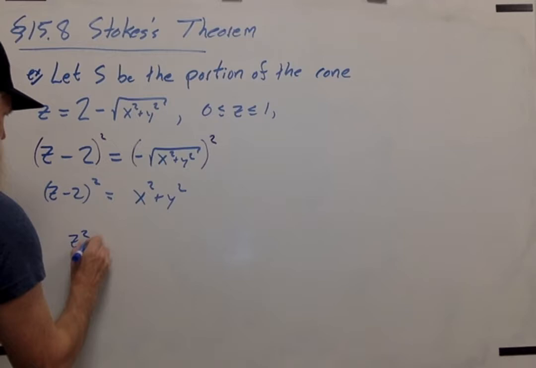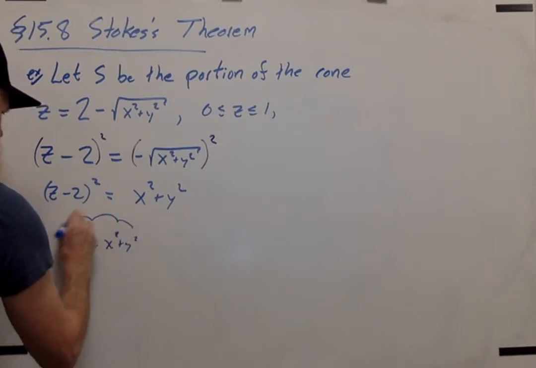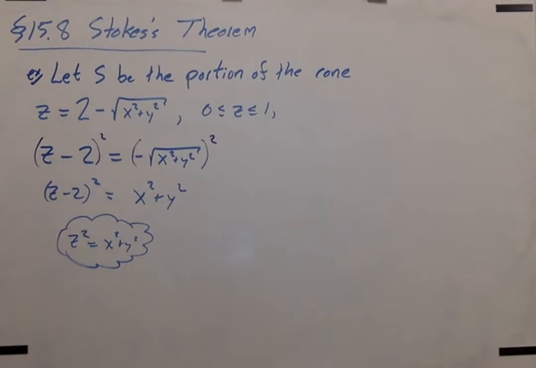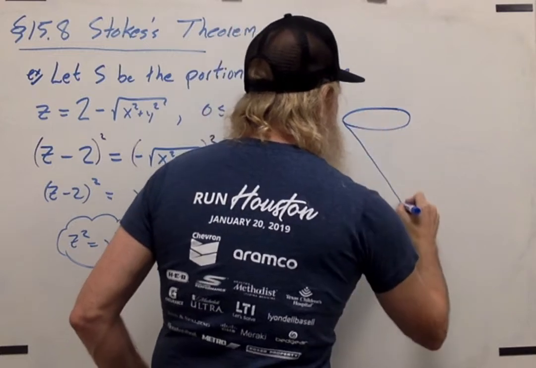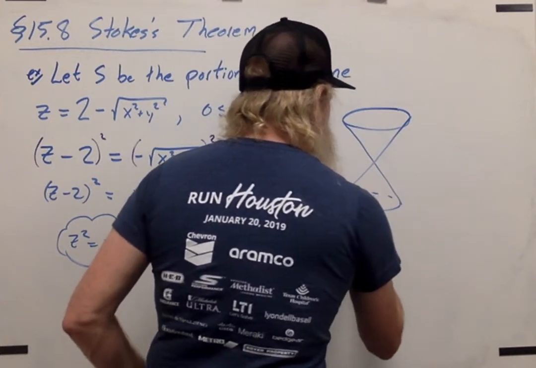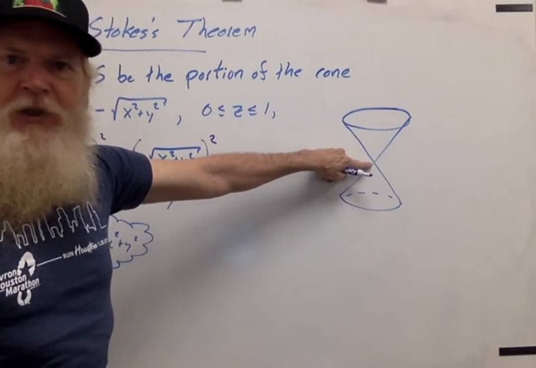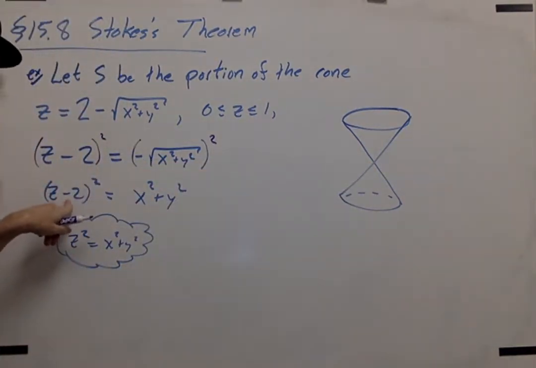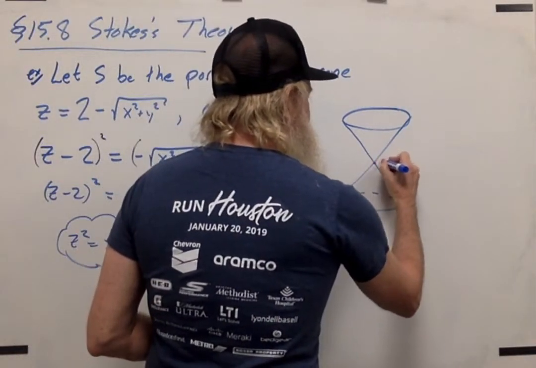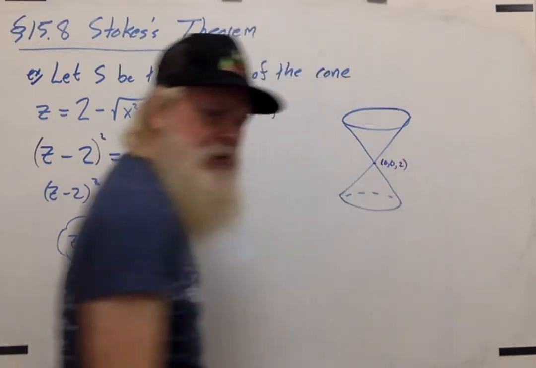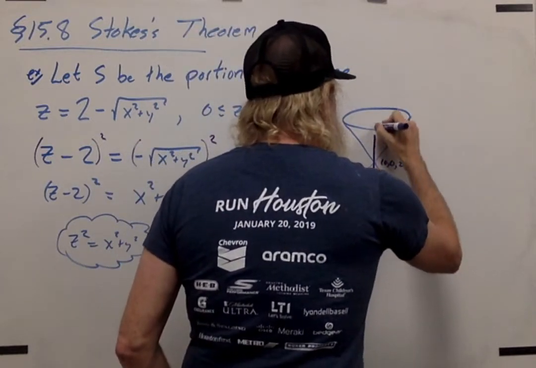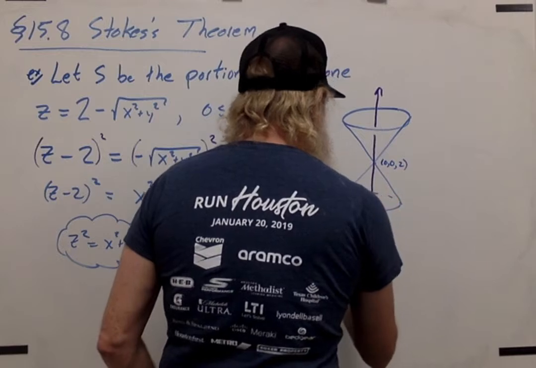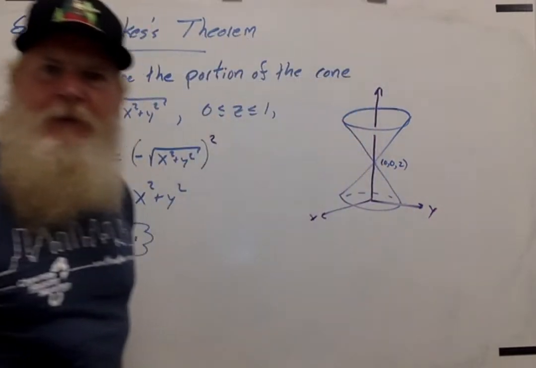Now we know that z squared equals x squared plus y squared is a cone around the z-axis. So it looks like this, where the vertex is at the origin. If I have z minus 2 squared, though, that's going to shift everything up 2 units, so that the vertex is now at 0, 0, 2. So let's put our axes in. Here's the z-axis, here's x, and there's y.